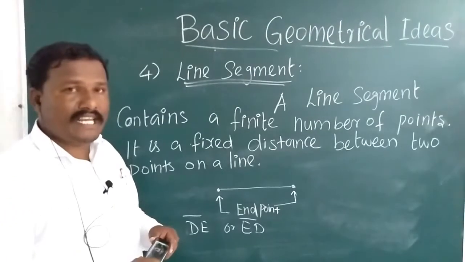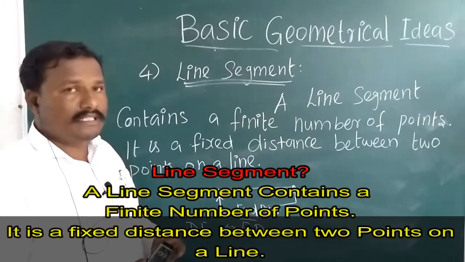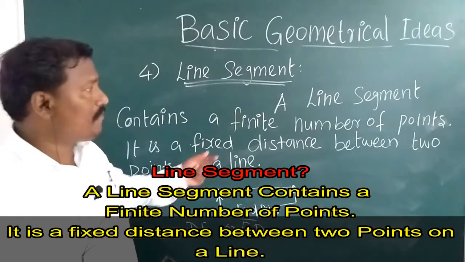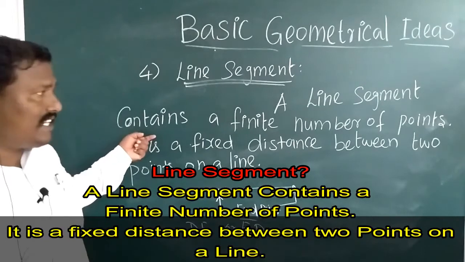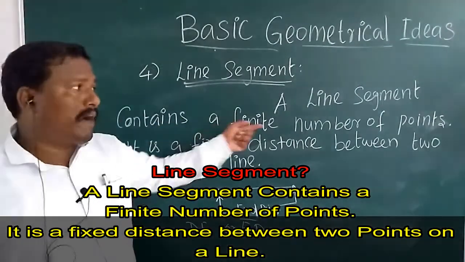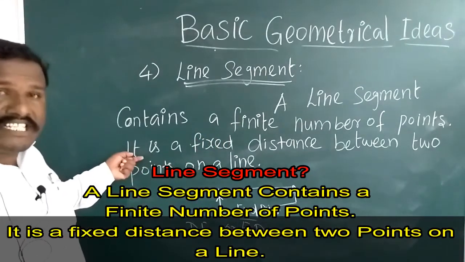We know what a line is. It has an infinite number of points. So what is a line segment? A line segment contains a finite number of points. It has a fixed distance.